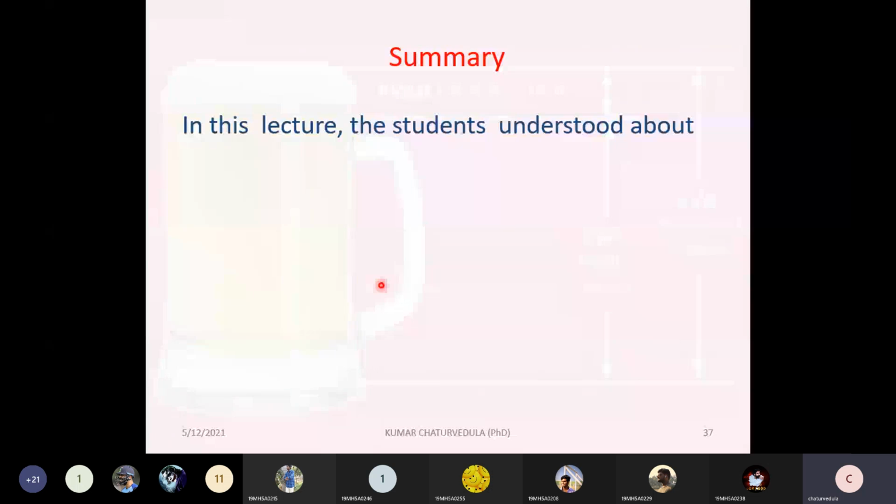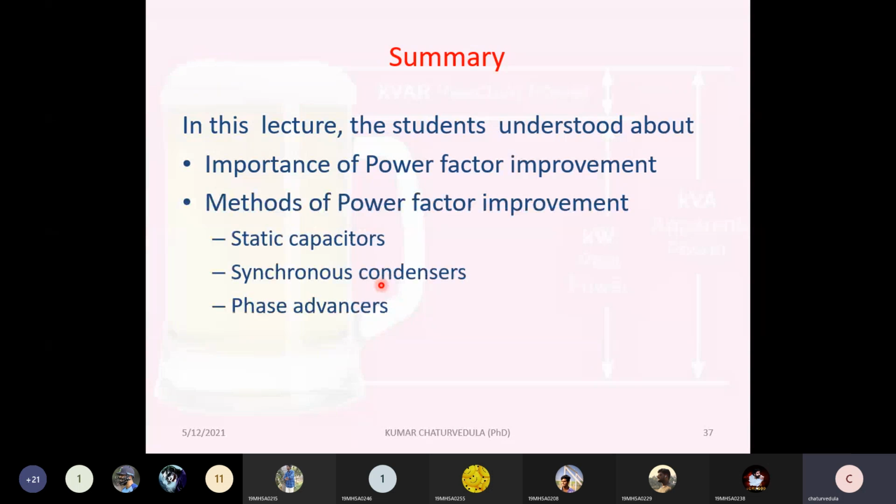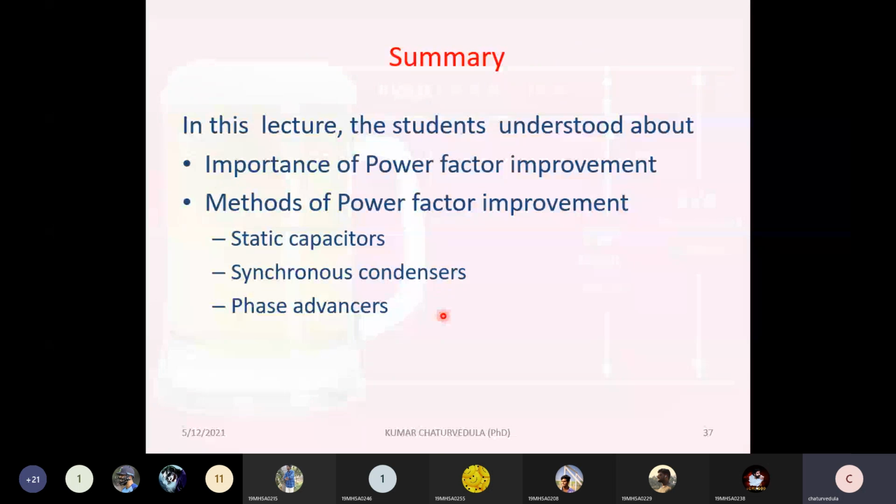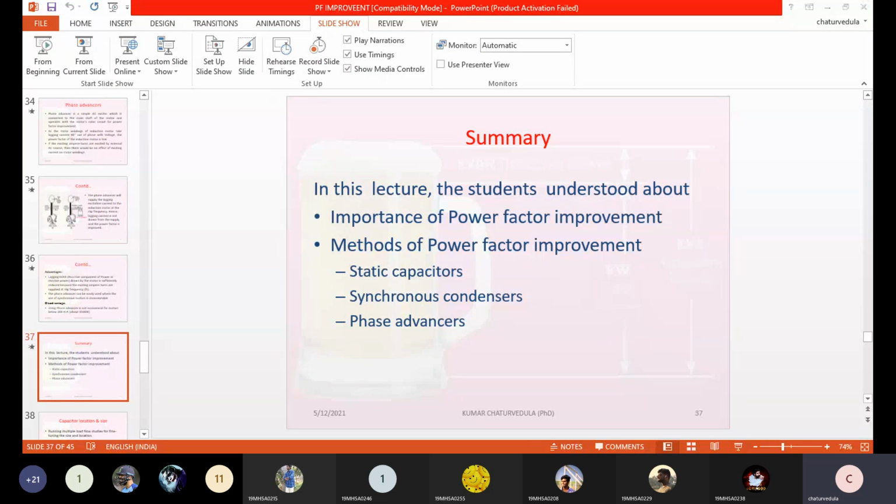So on the whole, we have discussed how power factor improvement is done and the methods for it: how power factor can be improved by using static capacitors, by using phase advancers, and also by using a synchronous condenser. These are the key topics for discussion today.